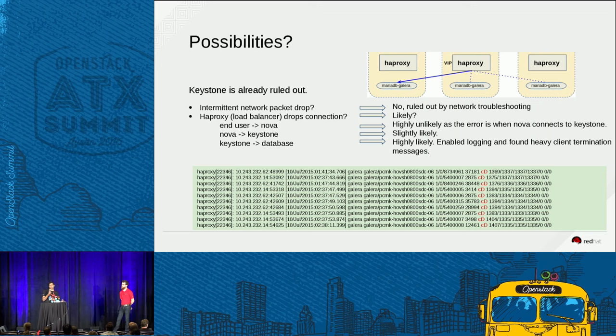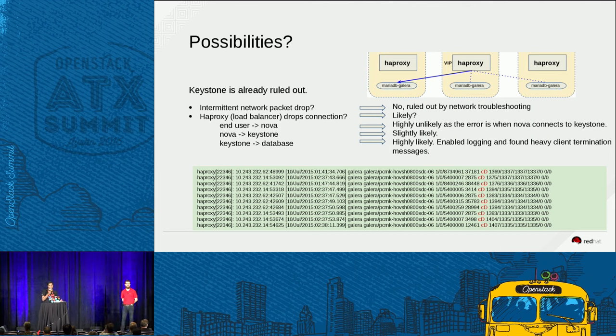The first one could be intermittent packet loss within the environment, something network related. If the packets are intermittently lost, then it could cause problems like this. So we did a lot of network debugging, trying to understand whether any network problems were there. We verified it's not there.